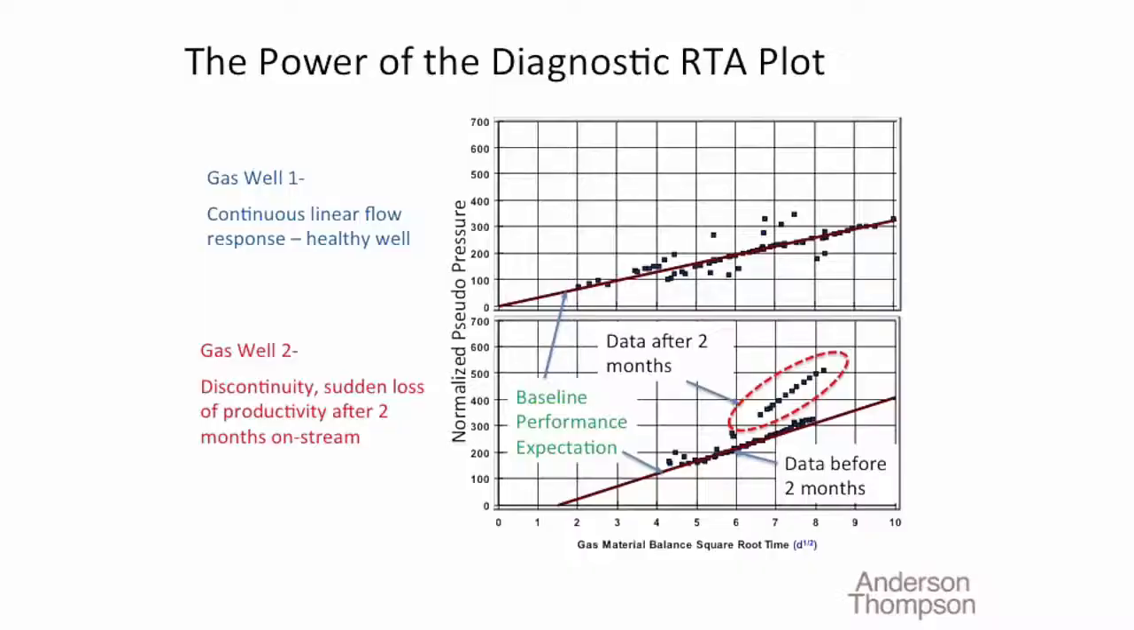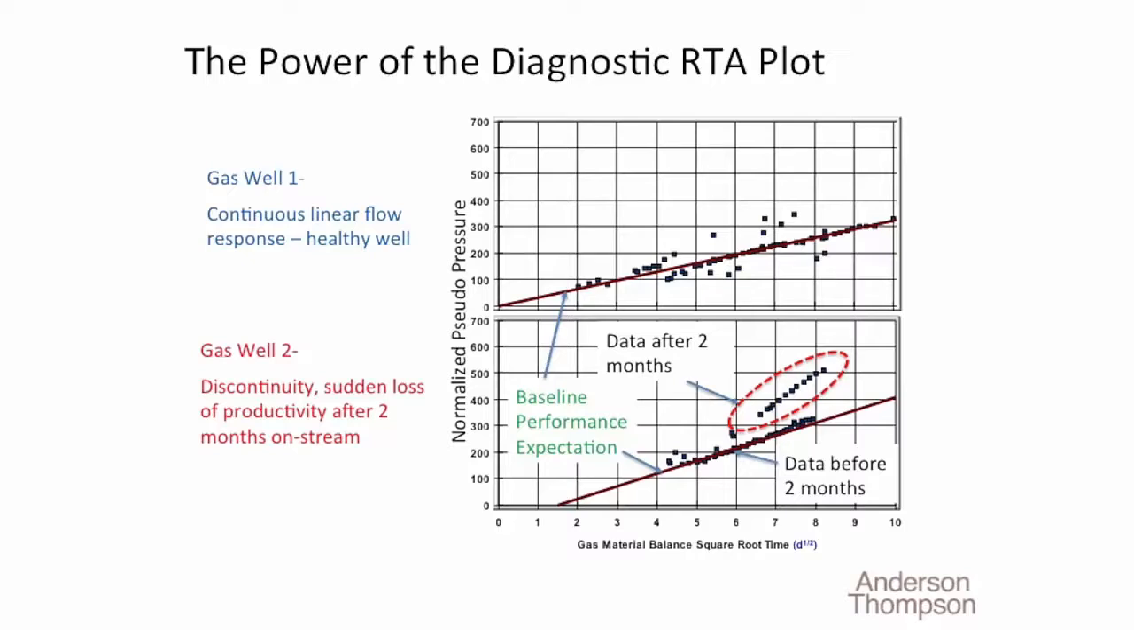That's a line with a certain slope there, and then once the well starts to drop its productivity, it has a steeper slope. That's all the data after 2 months. That couldn't be more clear, right? So we know that there's a productivity loss there.